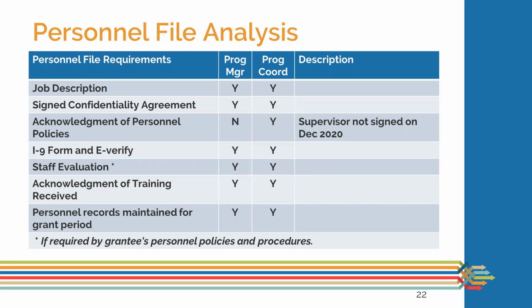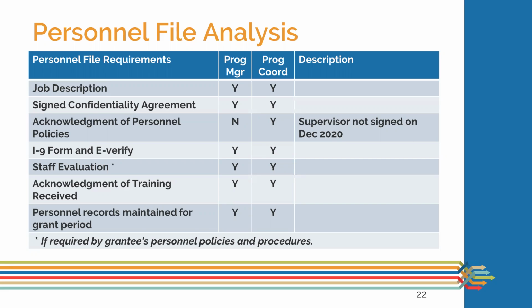Because of the grants that we have, when you're talking about victims, you want to make sure that the employee has a signed confidentiality agreement. This is very important with the information that is handled at that time. So you want to document that the employee understands and signs off on the confidentiality agreement. Another part is the acknowledgement of the personnel policies. All programs should have some sort of personnel policies.